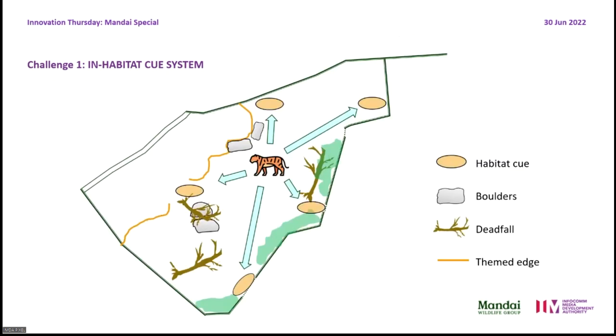And just to give all of you some form of visualization on what you are going to be expecting, just imagine this is the habitat of the tiger. And if the cue system would be deployed all around the exhibit, we're able to move around and trigger specific behaviors at specific locations within the habitat themselves.